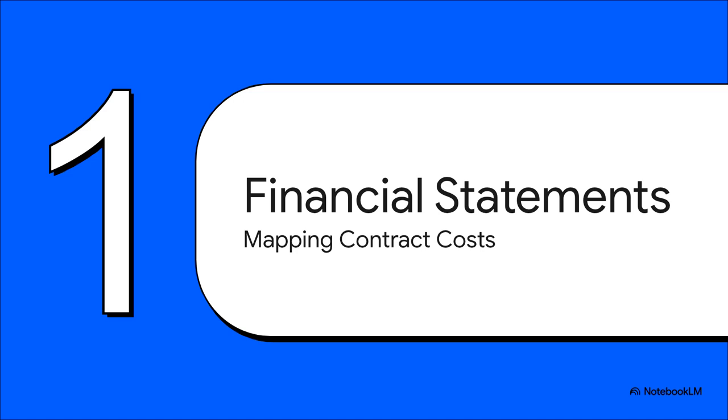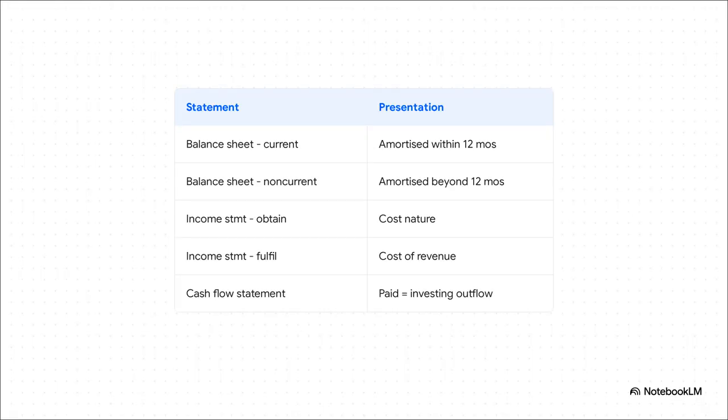This is all about mapping those costs directly across your financial statements. To properly map these costs, we have to know exactly where they live. And on the balance sheet, we are strictly bound by the 12-month rule. Basically, any portion of your asset that you expect to amortize within 12 months of the balance sheet date, that's a current asset. Anything that's expected to benefit a period beyond 12 months is non-current. Pretty straightforward, right?